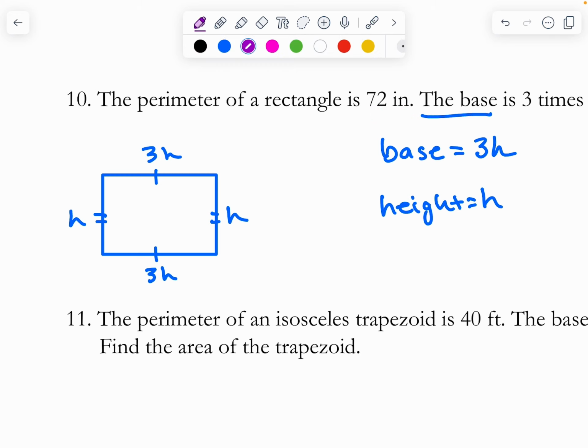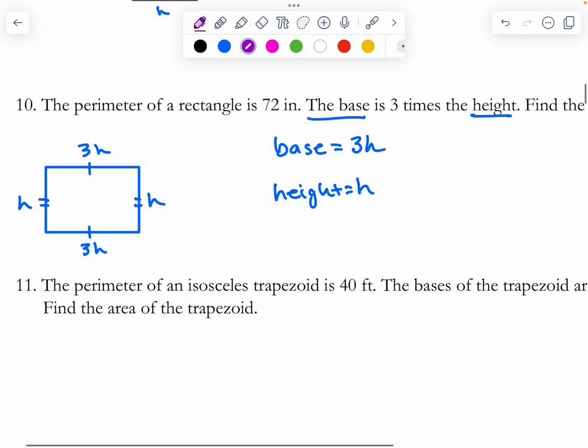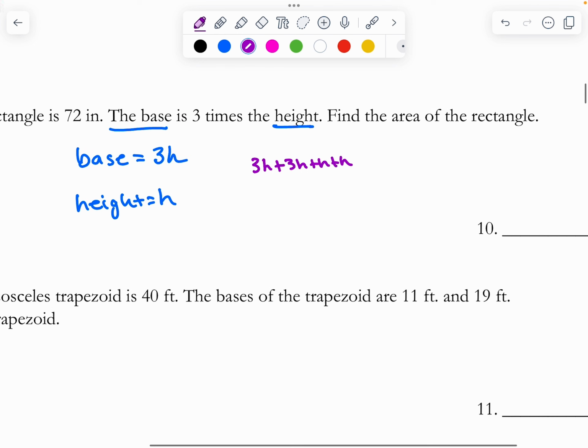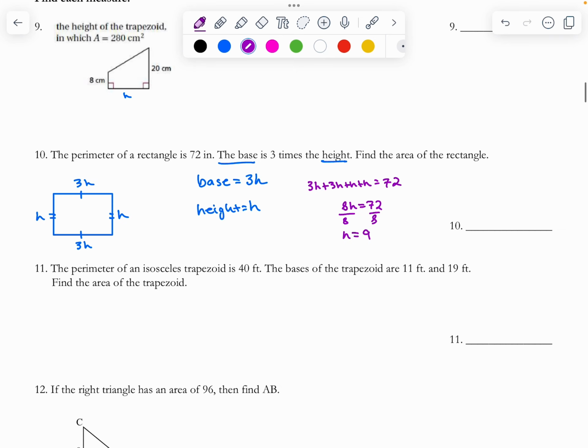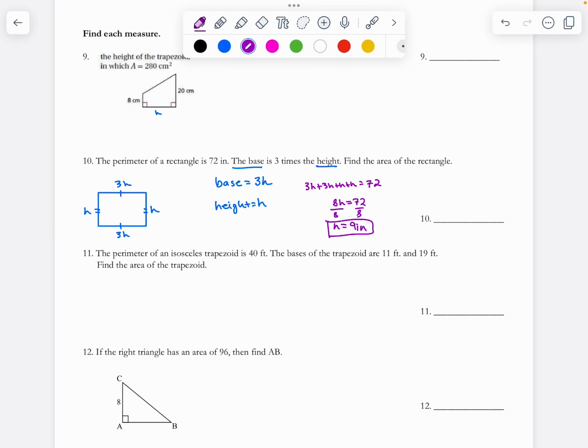So let's go ahead and finish this off now. I have 3h plus 3h plus h plus h, and that's going to equal 72. 1, 2, 3, 4, 5, 6, 7, 8, right? So 3 plus 3 plus 1 plus 1, that's 8. 8h is equal to 72. Divide by 8, h is equal to 9. Now, we cannot stop here, because it's not asking for h, it's asking for the area.